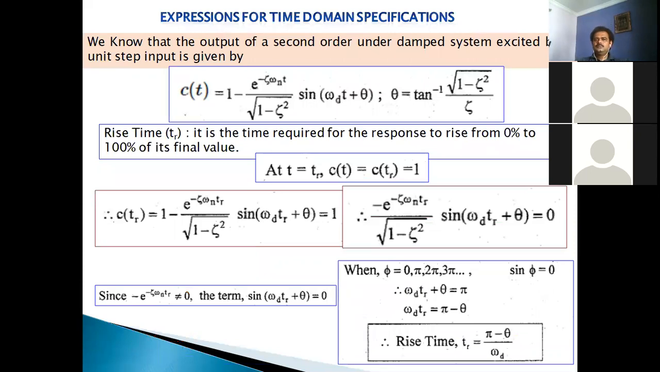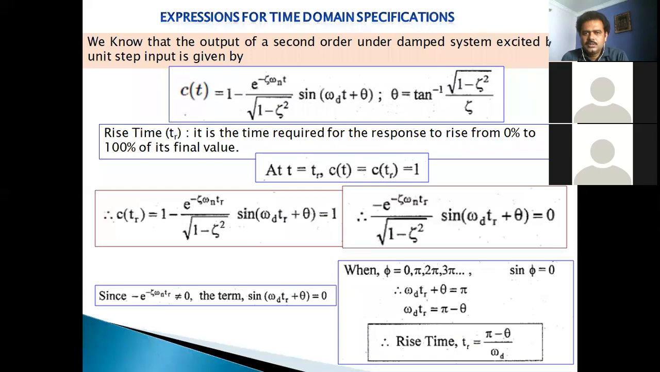Okay. Now, our aim is to find the expressions for the time domain specifications, mathematically. We have already obtained the mathematical equation for the response. That is c(t) = 1 - e^(-zeta omega_n t) / sqrt(1 - zeta^2) times sin(omega_d t + theta). That is the response of a second order system, which we derived earlier.